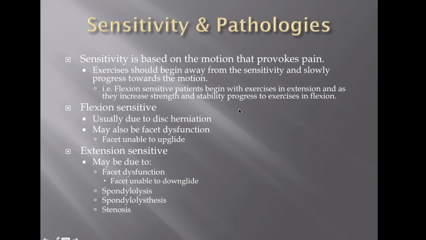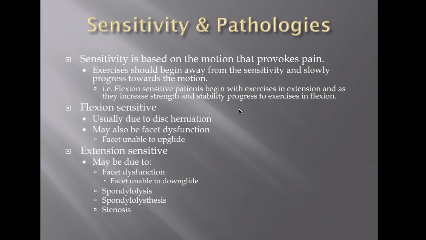Okay, our next slide talks about sensitivity and the type of pathology. Usually when you have an athlete who's having back pain, you want to start with exercises that begin away from the sensitivity and slowly progress towards that motion. Obviously you're going to do your evaluation, find out what's causing that pain. You may need to do x-rays and MRIs and all that. But once it's time for them to start the rehab, you're going to start them with exercises that go away from whatever's causing their pain.